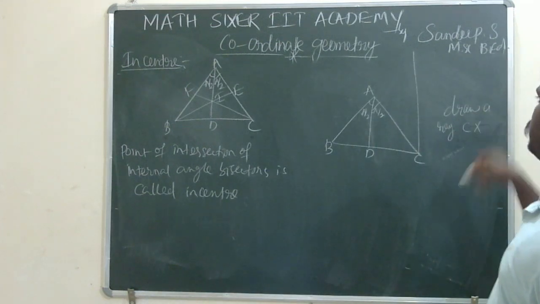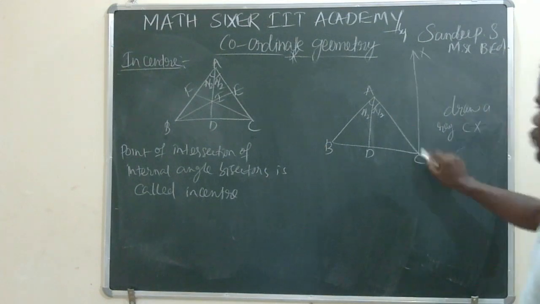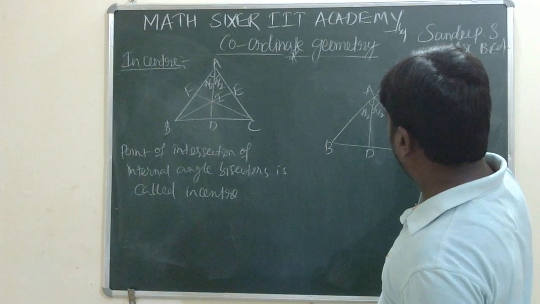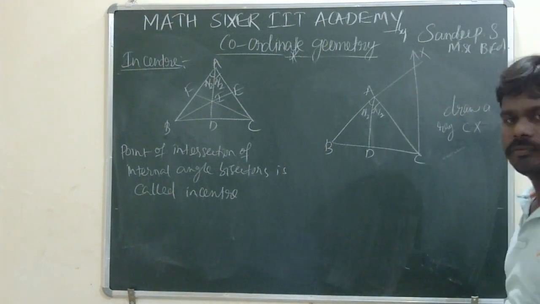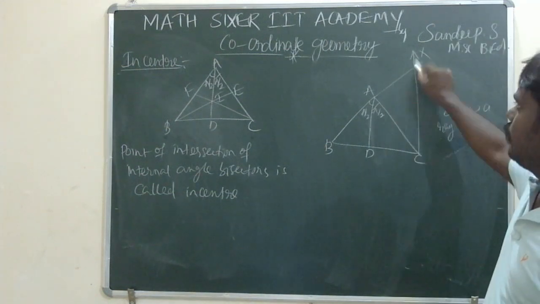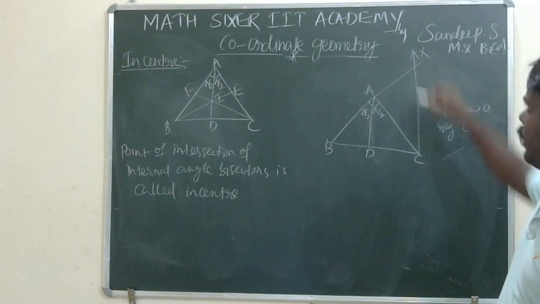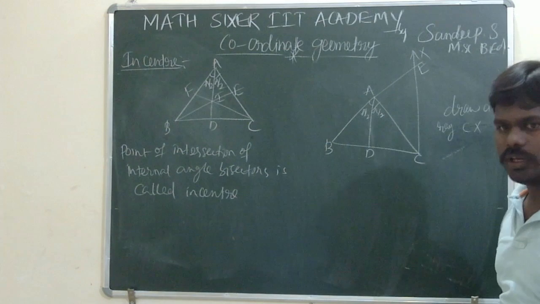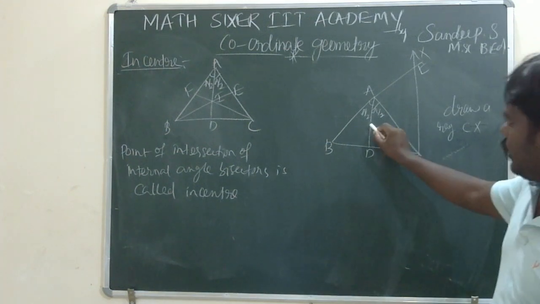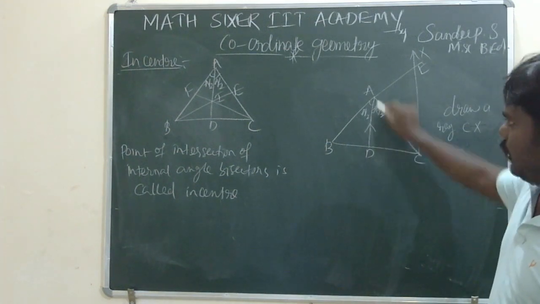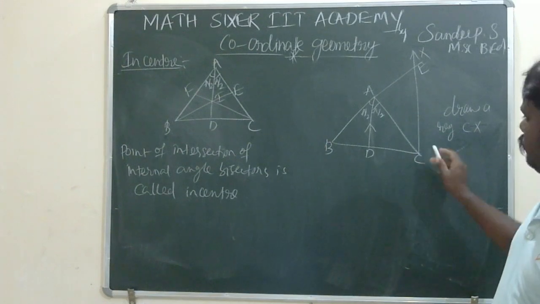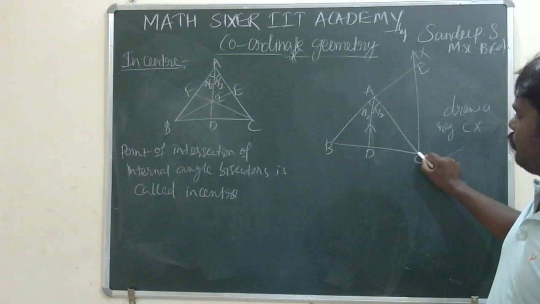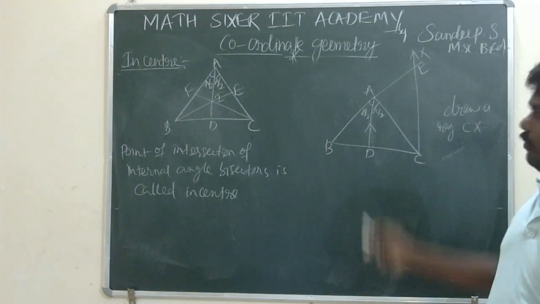Suppose you take CX and extend AB, which intersects the extended ray at some point, let it be E. We have drawn a parallel line, or we have drawn a ray from the vertex C which is parallel to AD.